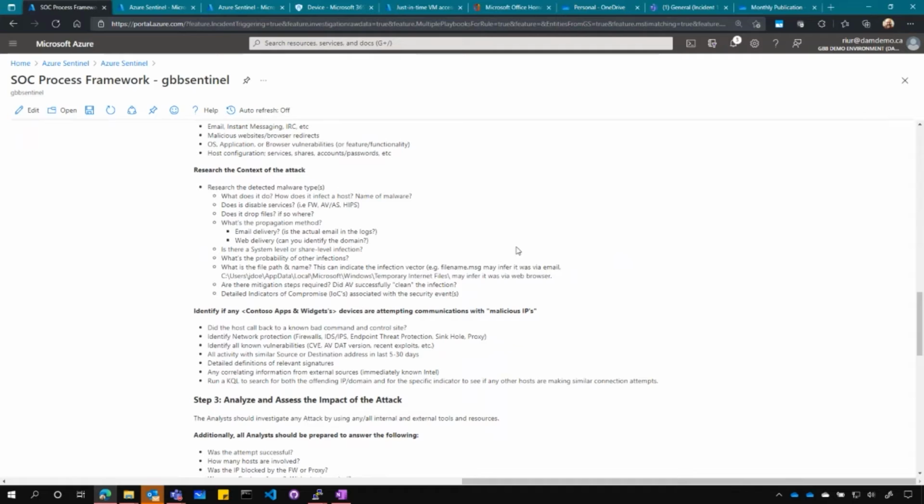Next, we're looking at researching the context of the attack. So asking questions that you may consider. What did it do? How was it infected? Is there a known malware associated? Did it disable services or drop files? Was there a propagation method? System level or share level infection, based on the host as well as on the account side. What's the probability that that infection is spread across your environment? And how far has it potentially spread? How do you identify and contain?